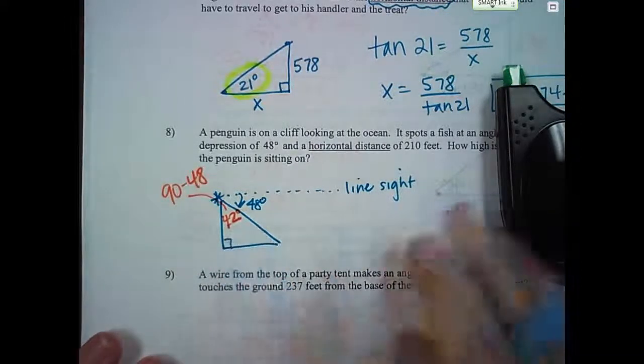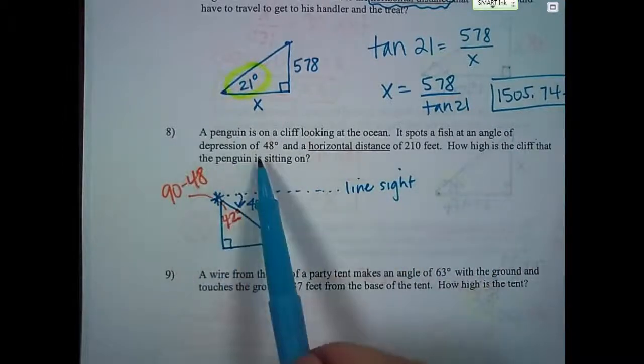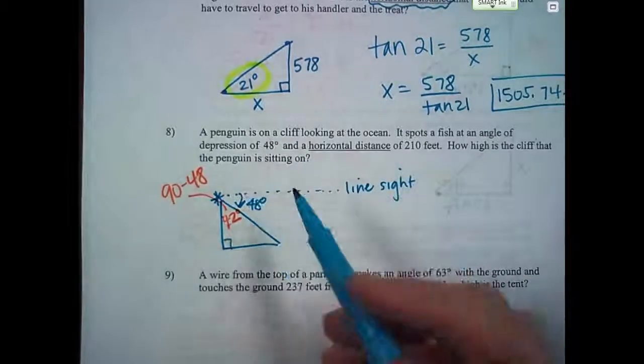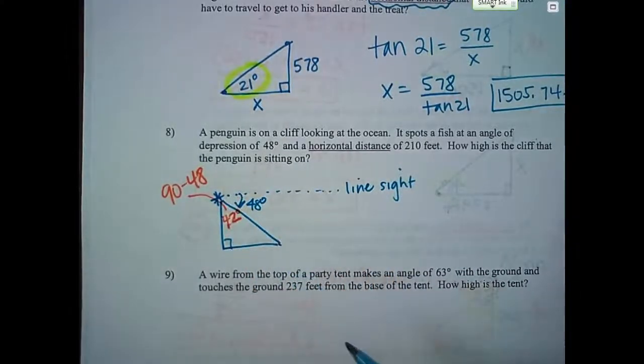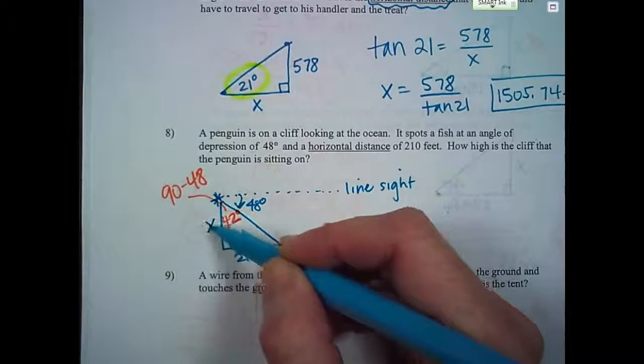Now then, it spots a fish at an angle of depression of 48 degrees and a horizontal distance of 210. So the distance from the penguin to the fish isn't 210. The horizontal distance is 210. How high is the cliff that the penguin is sitting on? So this is the cliff height.